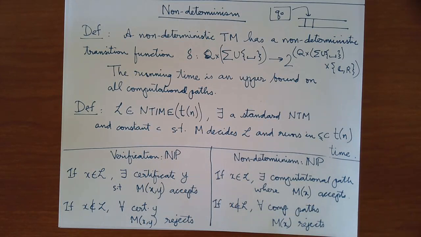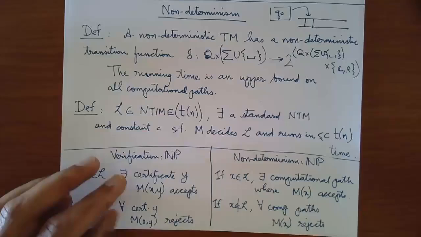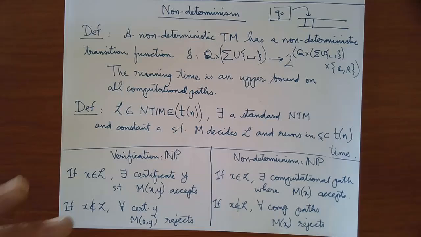And in general, verification is more convenient from a semantic standpoint, in that it makes more sense with respect to problems, when we want to think about problems. Non-determinism is more convenient when you want to write proofs. I mean, in general, okay?